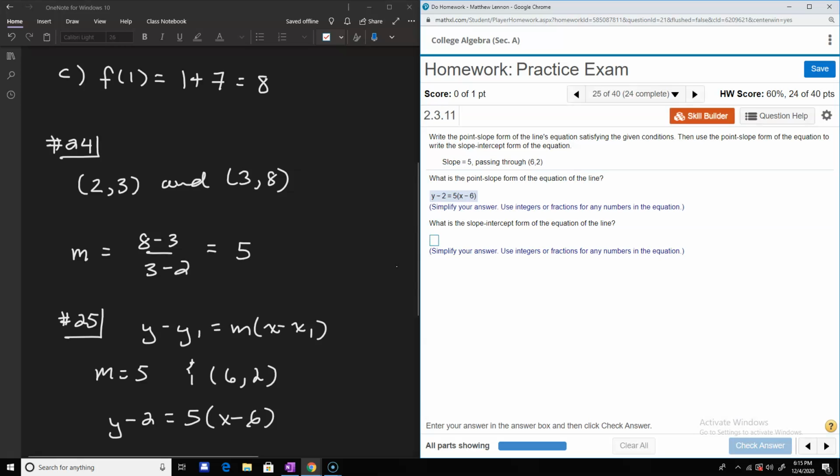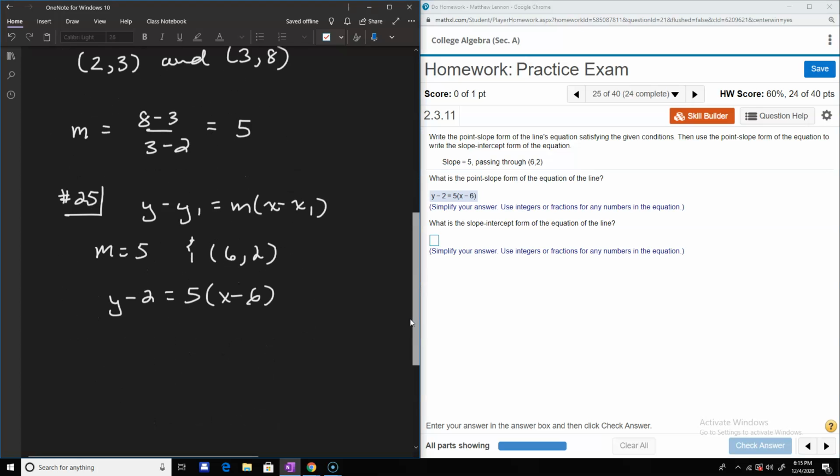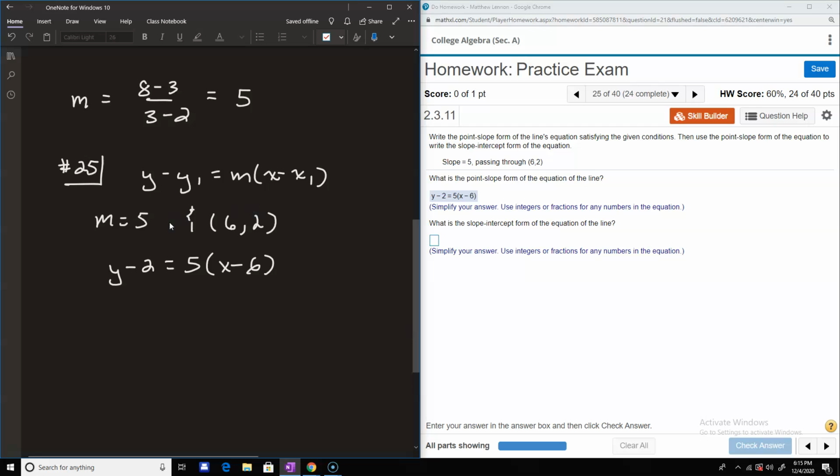What is the slope-intercept form? That basically means we just take the equation we were looking at and solve for y. So we have y minus 2 equals 5x minus 30, and then we can add 2 on both sides. So y is equal to 5x minus 28. And that's our answer.